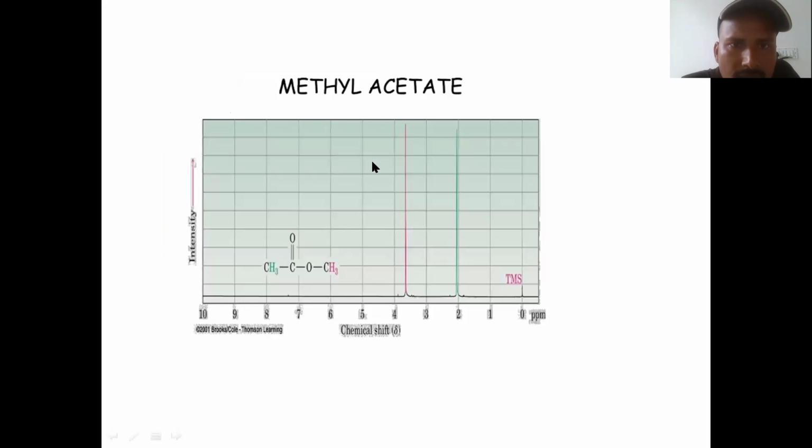Next, we'll talk about methyl acetate. Methyl acetate has OCH3, which appears at 3.8, and CH3CO, whose CH3 appears at around 2. You can see this area is larger compared to this one, because this contains 2 protons and this contains 3 protons.